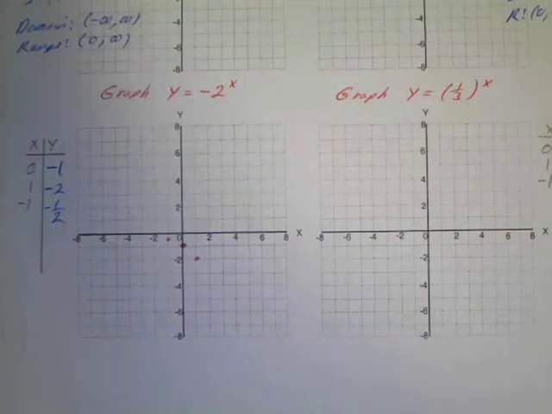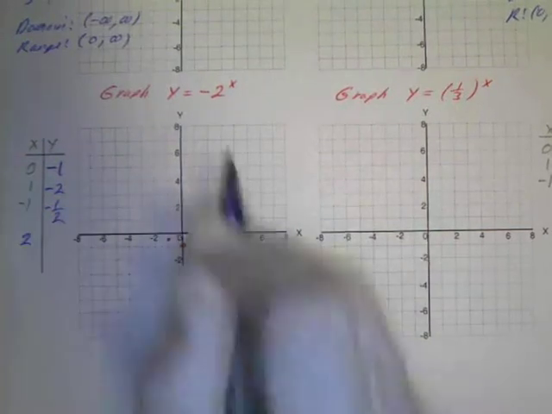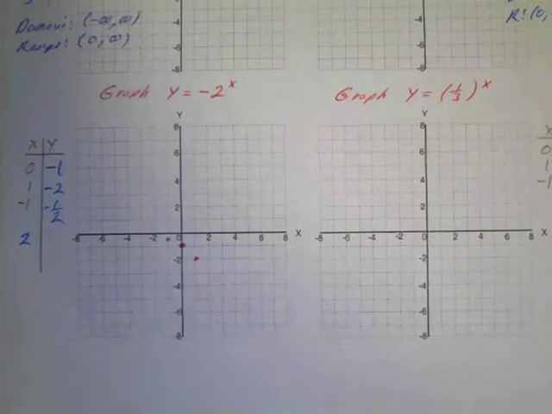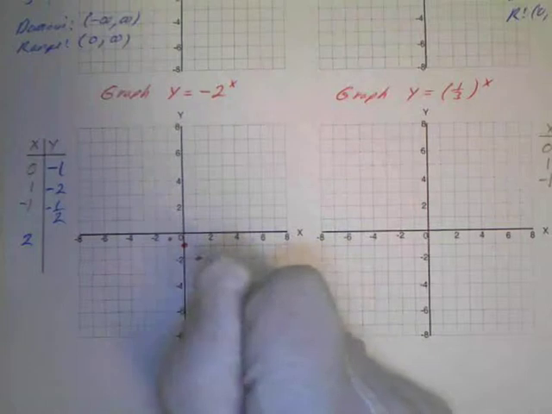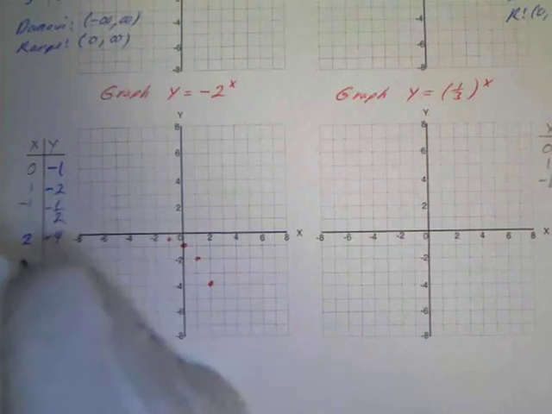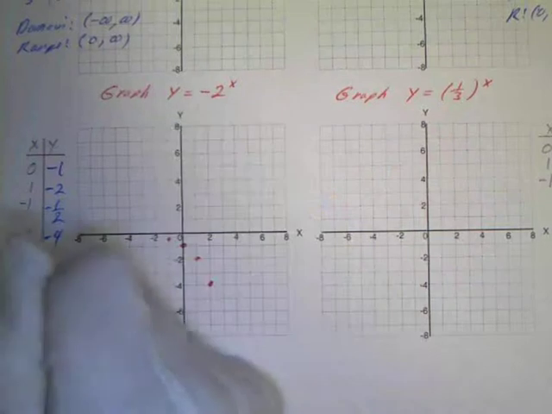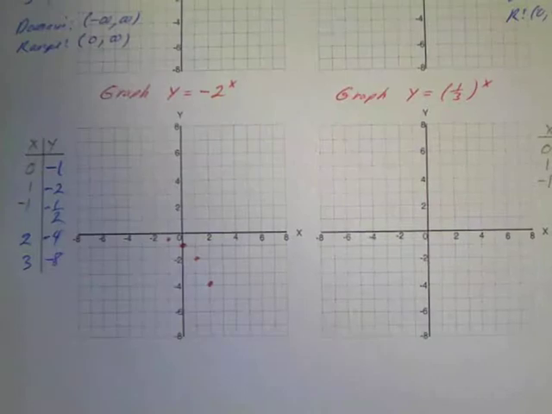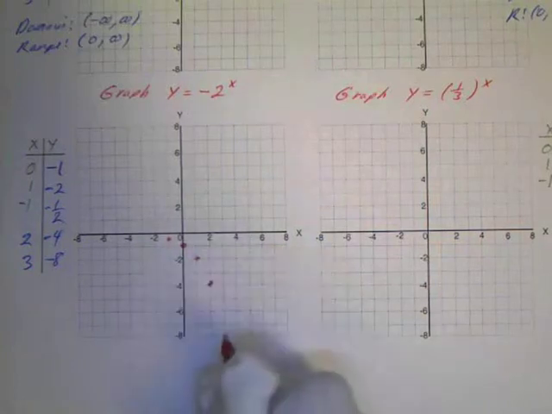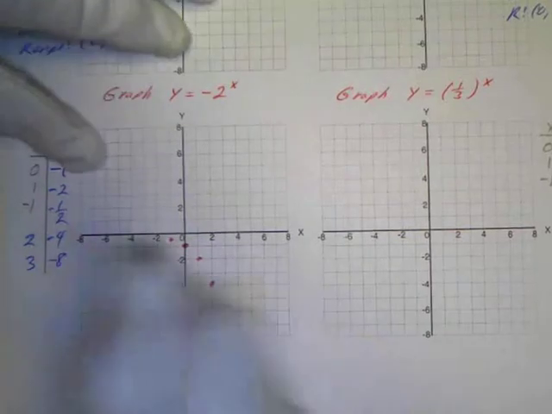And as before, we could get another couple of numbers in here. When x is 2, 2 squared is 4, so we have negative 4. And when x is 3, 2 cubed is 8, and I have negative 8 in front, so negative 8. This is 1, 2, 3, negative 8. And there you go. So we graph this again.